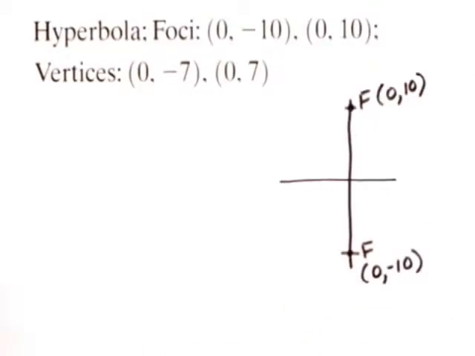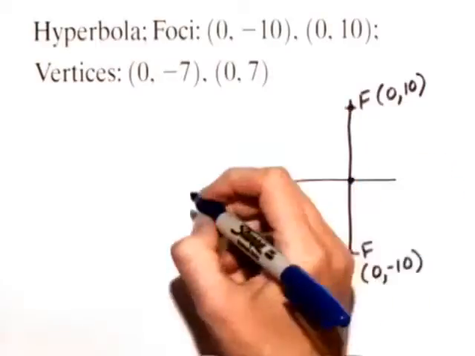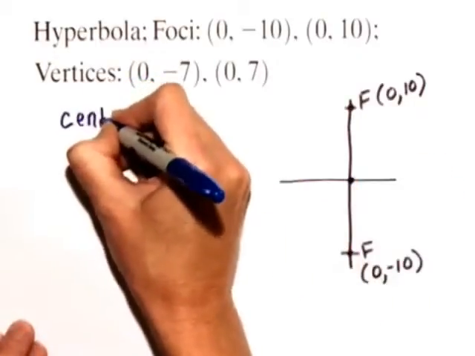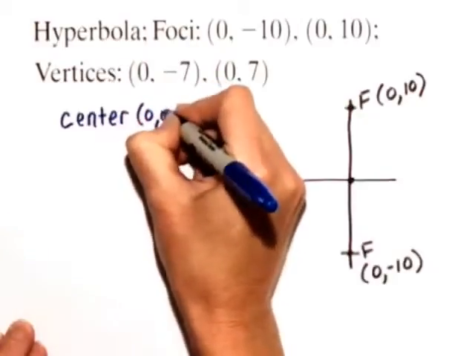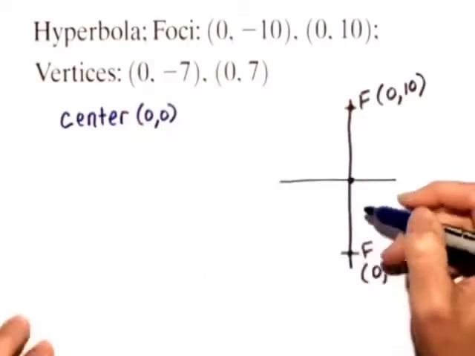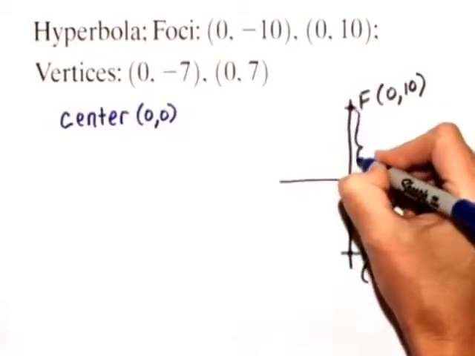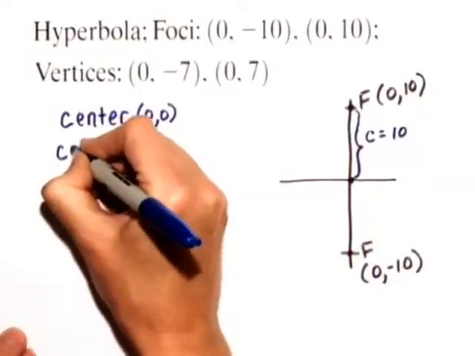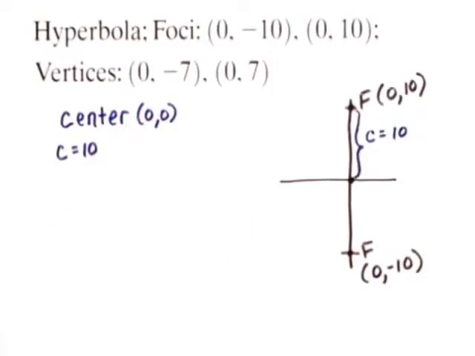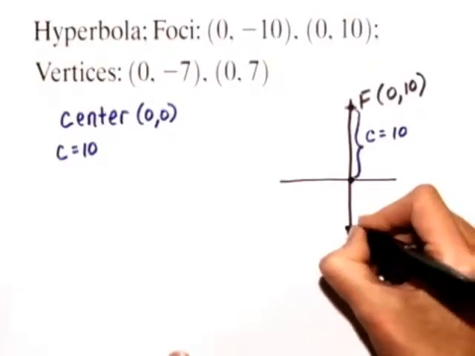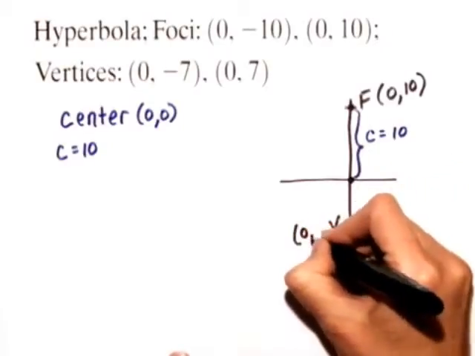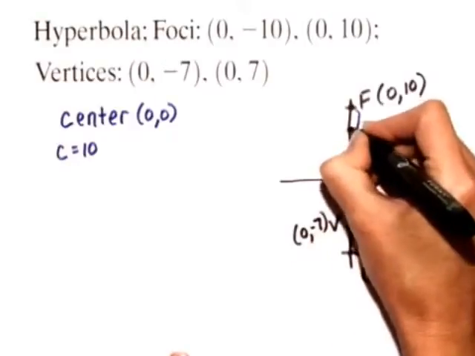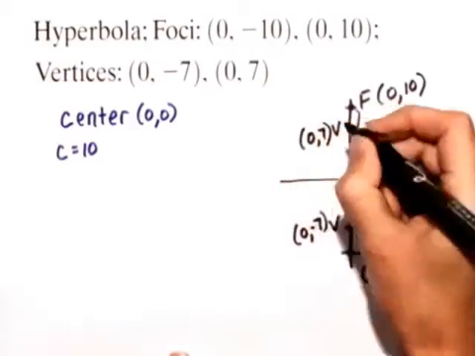It's important to remember that the focus is always c units from the center of a hyperbola. So therefore our center has to be located at (0, 0), since it's halfway in between each focus, and we can see that c is equal to 10. Now let's look at the vertices. The vertices are located at (0, -7), and there's one at (0, +7).